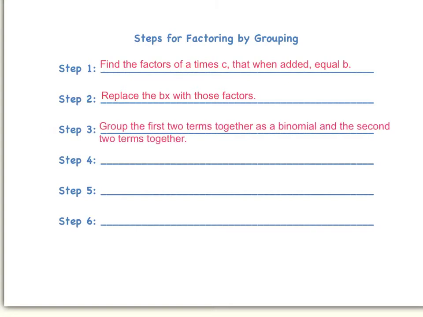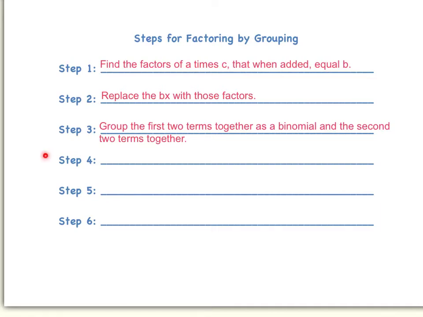Step number 3, group the first 2 terms together as a binomial and the second 2 terms together. The reason for this is that your original quadratic equation had 3 terms. It's considered a trinomial. But when you replace the original b times x with the factors of a times c, your quadratic equation now has 4 terms. And that's why we're going to group the first 2 terms together and group the second 2 terms together.